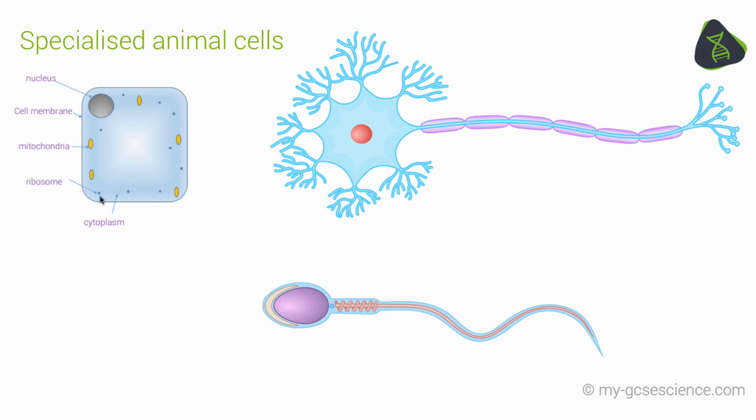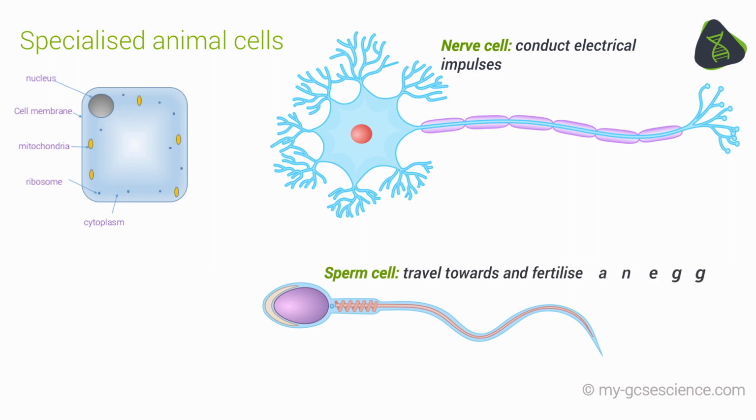So when you're looking at these specialised cells, what do they have that's different, and why do they have these differences? We've got a nerve cell here and a sperm cell, and they both do very different jobs. A nerve cell needs to conduct electrical impulses around the body, while a sperm cell needs to travel towards and fertilise an egg. Now both of these cells contain a nucleus, which is typical of an animal cell, unless it's a red blood cell of course.